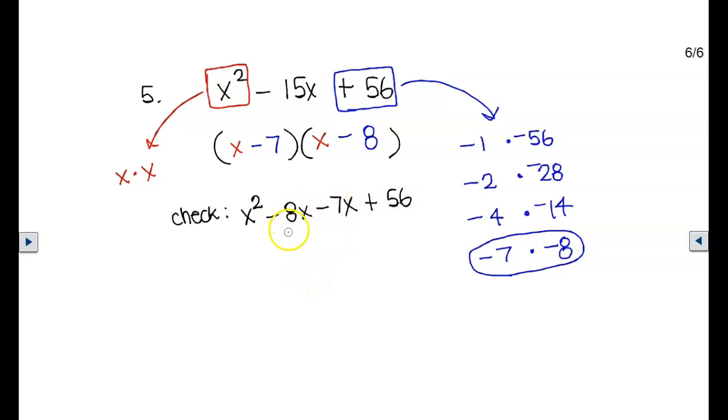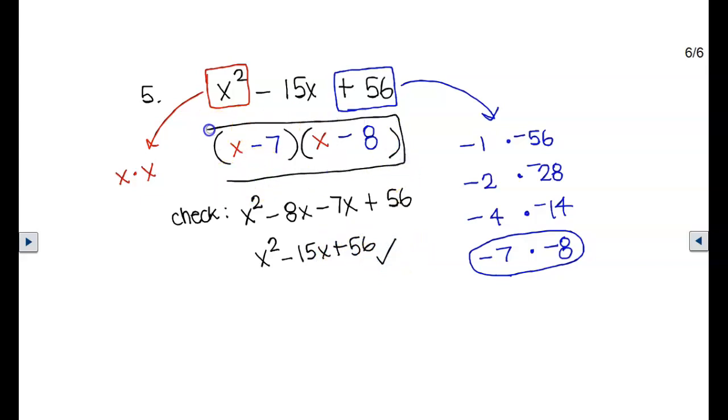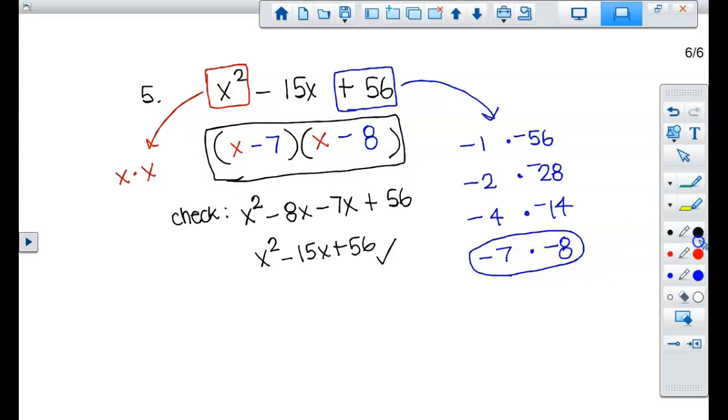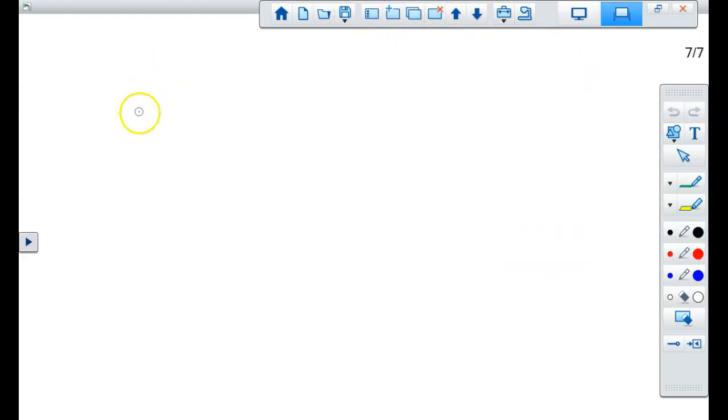Combine these two like terms, negative 8 minus 7, and you'll have x squared minus 15x plus 56, which matches what we started with perfectly. So this is my factored answer. So when negatives get involved, just take some time to think about how many negatives do I need to make this work out.